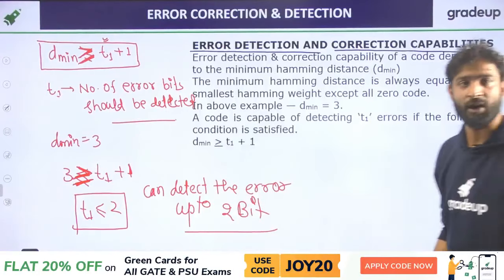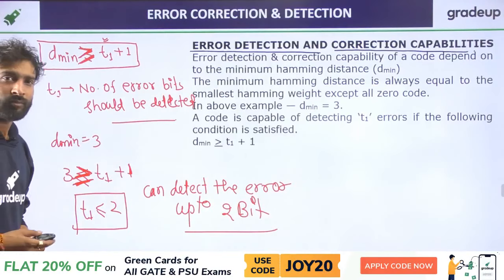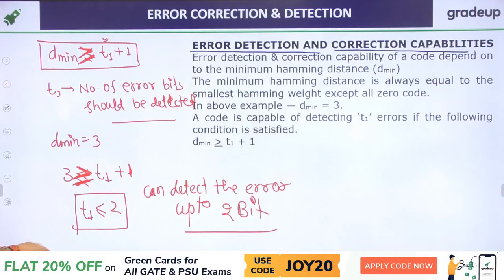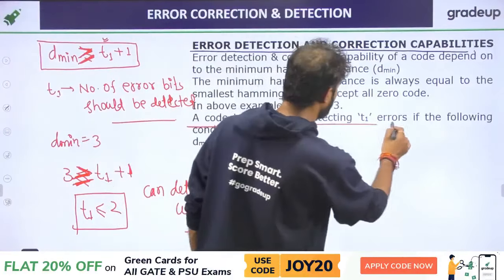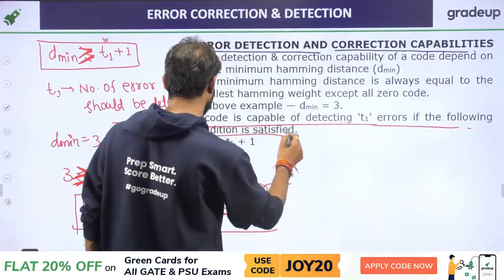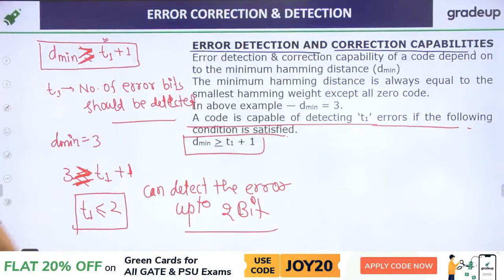Yes, Jagdish correct, Lavanya correct, right? Upendra correct. Now, if we move on to the next, that is the error detection, right? So I'm writing for the above. A code is capable of detecting T1 error if the following condition is satisfied. That is the condition. D minimum should be greater than equal to T1 plus 1.